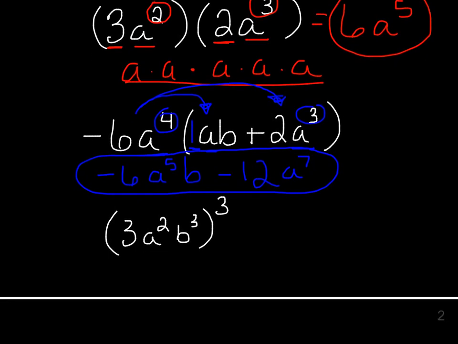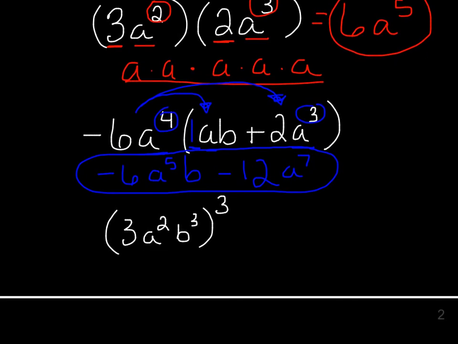Okay, looking at this last one, whenever we raise a monomial to a power, this exponent out here doesn't have its own letter. It's an all-powerful exponent because it gets to multiply everything inside to that power. So what that means is 3 to the third, a squared to the third, and b to the third to the third. So 3 to the third means 3 times 3 times 3. So that gives us 27.